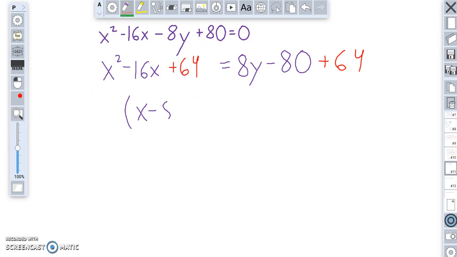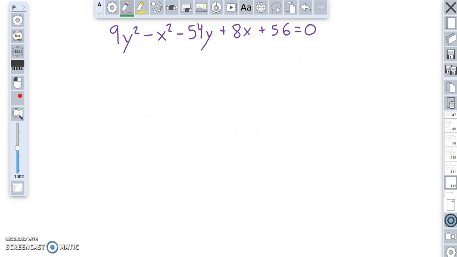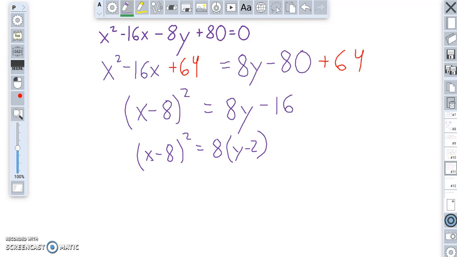x minus 8 squared equals 8y minus 16. I factor out the 8 to get x minus 8 squared equals 8 times y minus 2. Next, I didn't really give you a second to digest that, appreciate it. Parabola, focal length 2, opens up, vertex (8, 2).